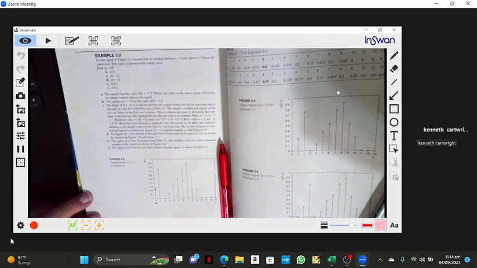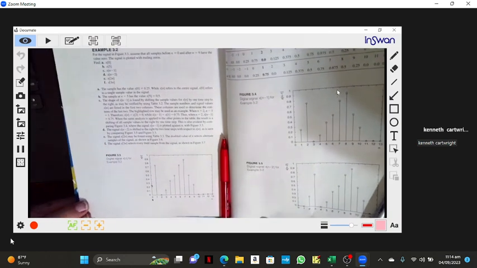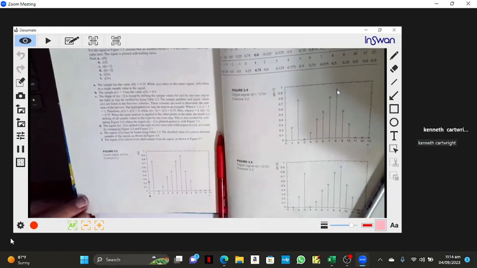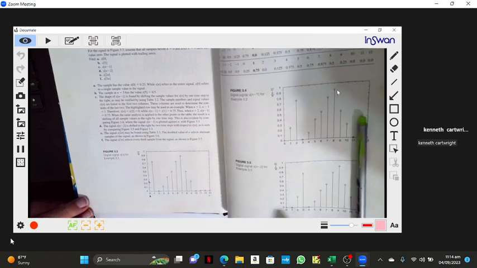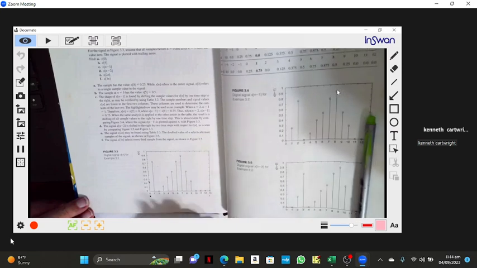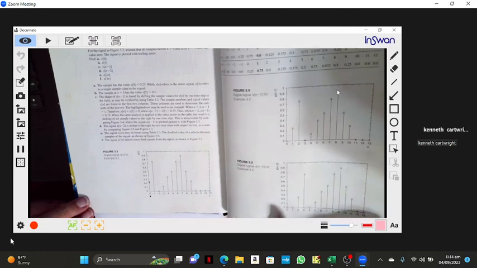What's x of n minus 2 doing? That's figure 3.5. Shift it to the right by 2. Yeah, shifting to the right by 2. So 3.4 is delaying by 1, 3.5 is delaying by 2. That's the important thing there.